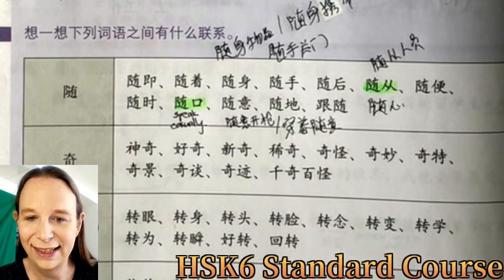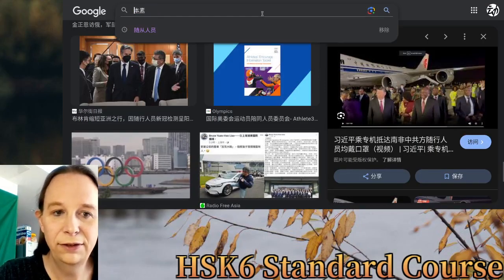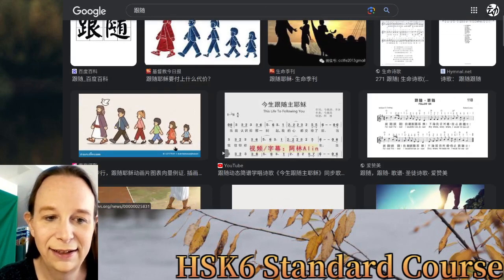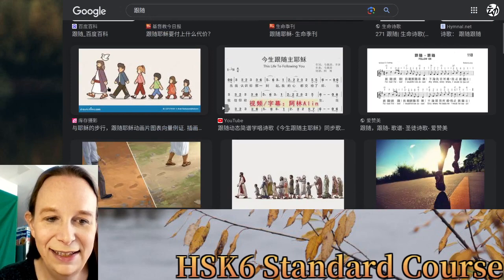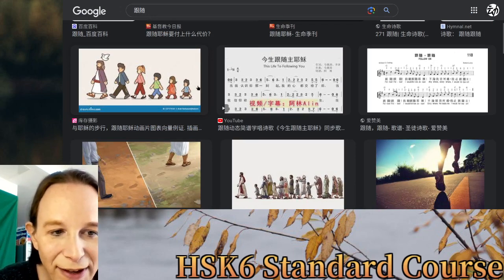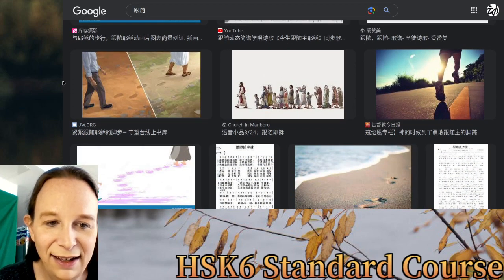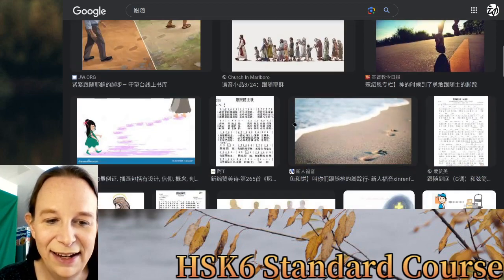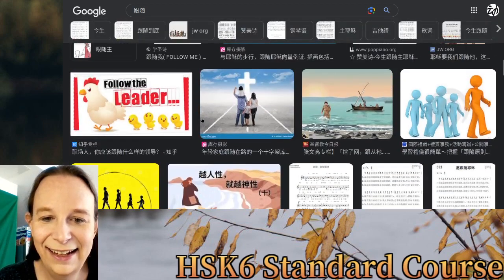跟随. We know this one, right? This is the literal following. Let's just look at photos. Yeah, 跟随. Like, following. Okay, so these children are... Well, maybe this is a whole family. They're following Jesus and a bird, it seems, as well. So there's a lot about Jesus here, isn't there? Why is there a bird? I don't know. I like the bird.